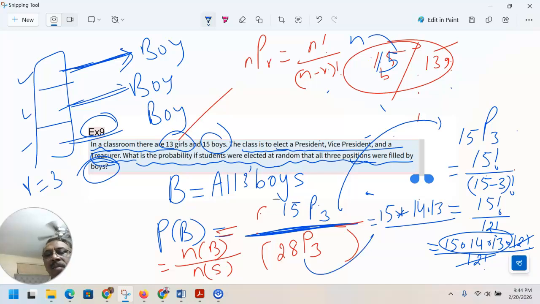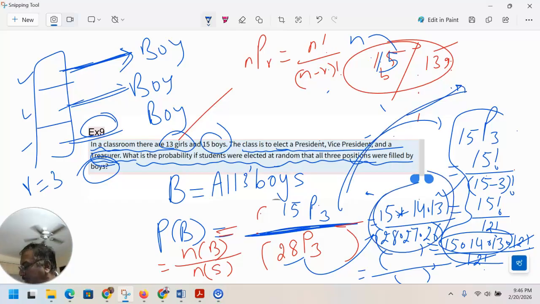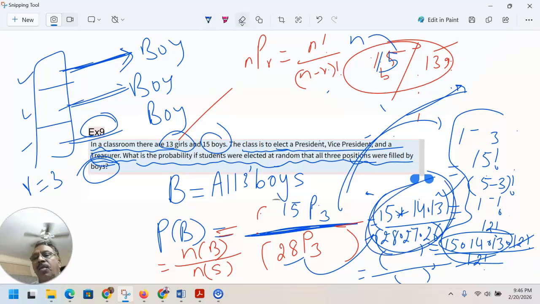And the denominator uses the same idea. Because it starts with 28, you do 28 times 27 times 26. Now put only the top part in the calculator, and then only the bottom piece, and then use the calculator to find the answer. If you work this out and simplify this, let me show this also.